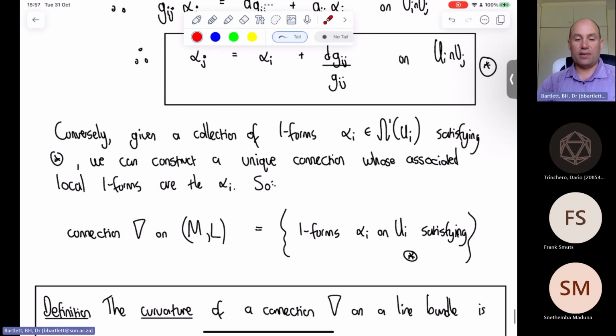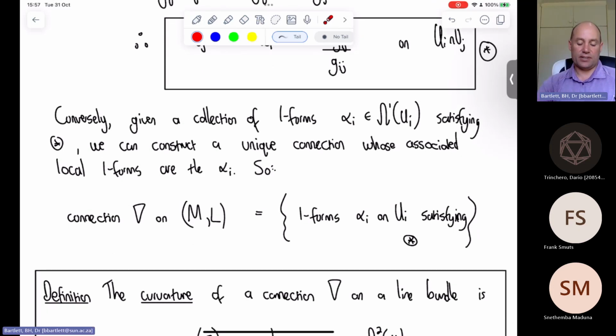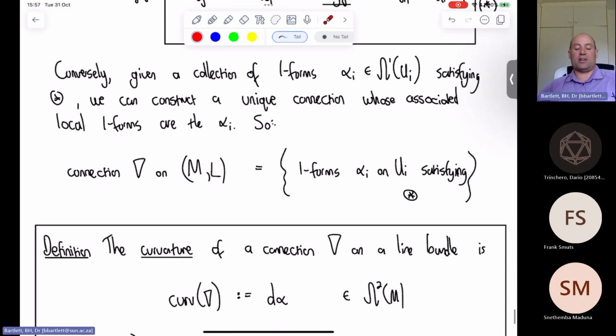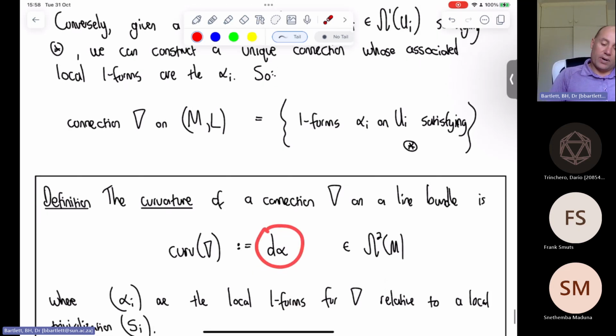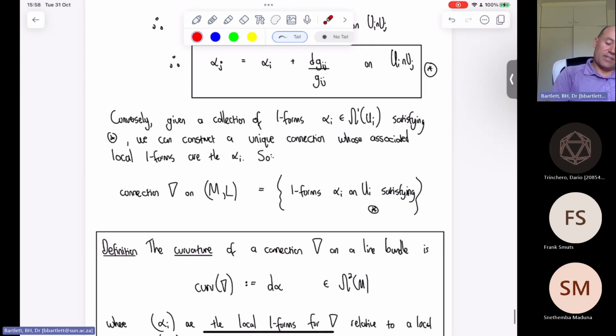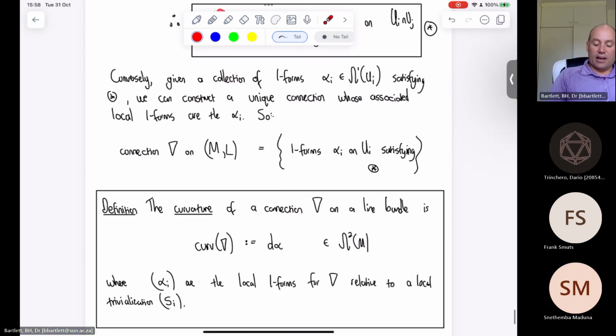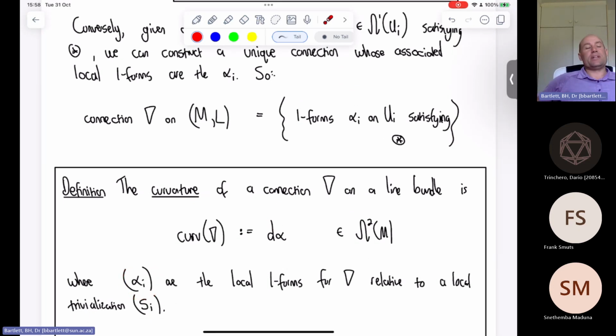Now, given a connection on a line bundle, I can calculate its curvature. What is it going to be? The curvature of a connection is going to be a certain two form on the base space, and I just said it's equal to d alpha. What do I mean by that? Well, I take my local trivialization. That means I've got these local one forms alpha_i, and all I do is calculate d alpha_i. That's going to give me a two form defined on U_i. And I'll show you in a second that that's actually a globally defined two form. So that's the definition of the curvature of a connection on a line bundle.